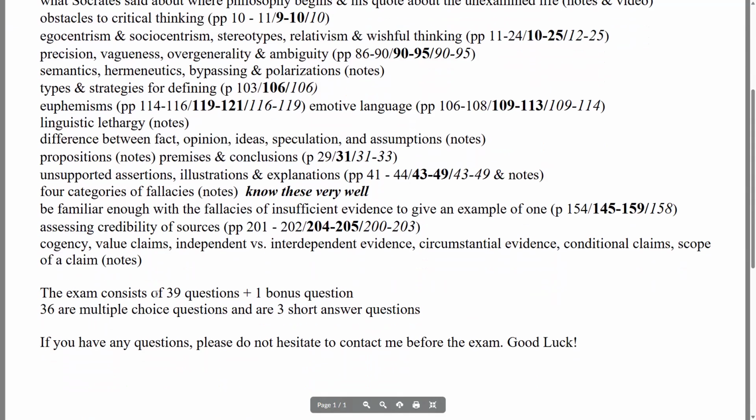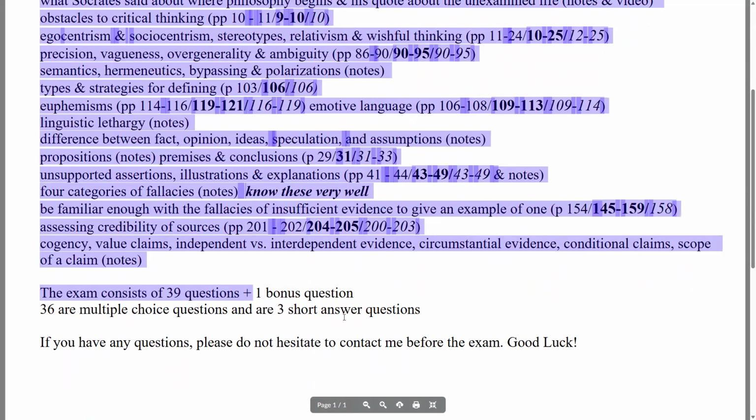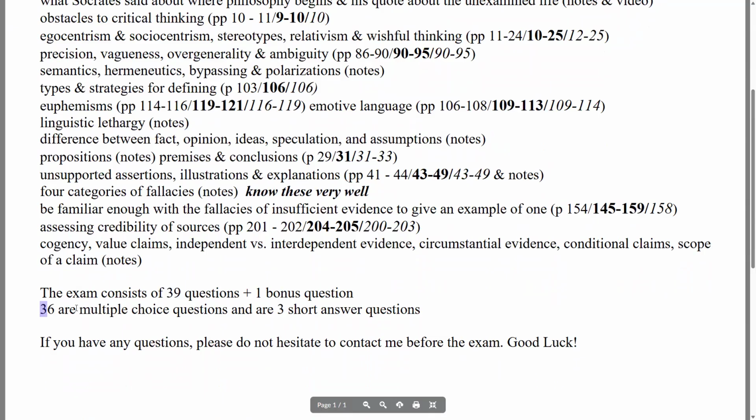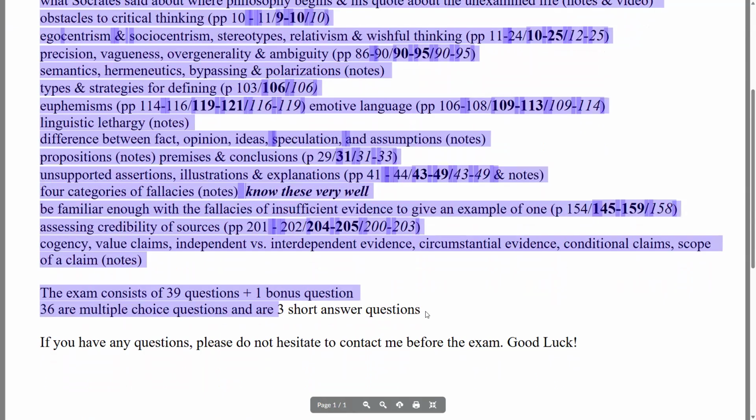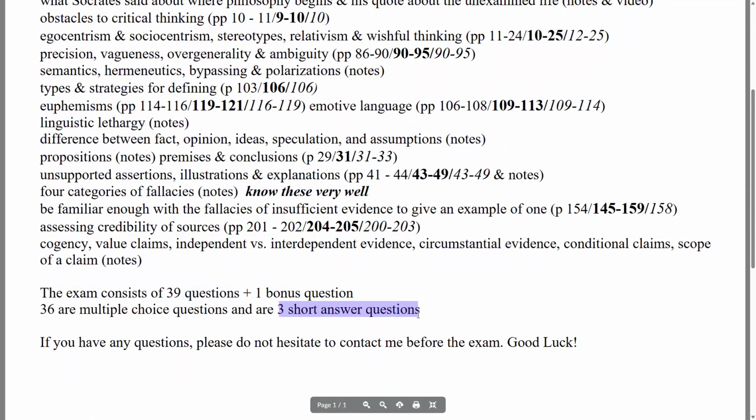The exam itself is going to have 39 questions, and there will be one bonus question. Now, 36 are multiple choice questions. Simple enough, very straightforward. 3 of them will be short answers where you will have to write in the answer. So unlike the quizzes, you won't know your final score until I go through and look at what you wrote for the short answers.